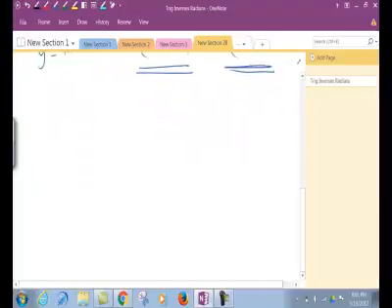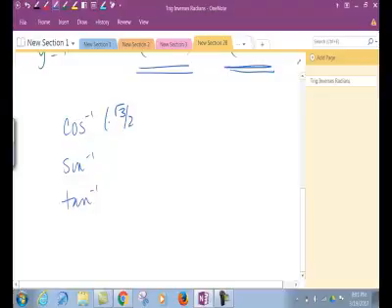So let's go, because I don't want this video to be that short. Let's just go ahead and do some practice. And so I'll do a cosine inverse, a sine inverse, and then a tan inverse, and we'll be done. So let's do negative root 3 over 2, negative 1 over root 2, and then how about 1?